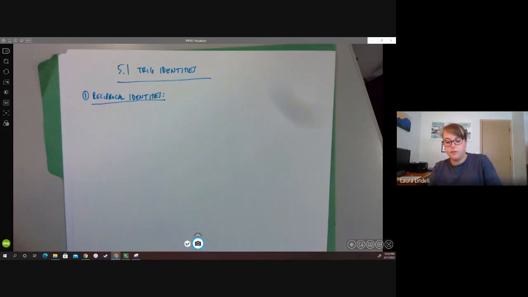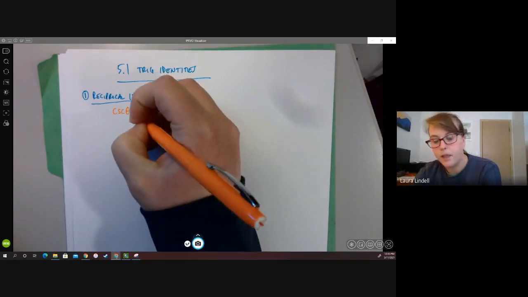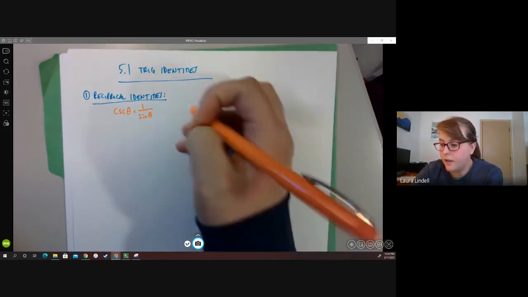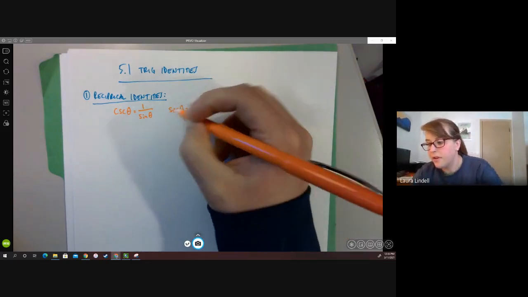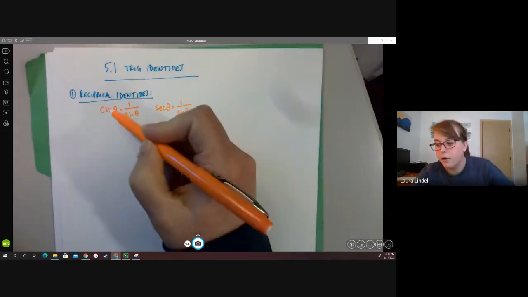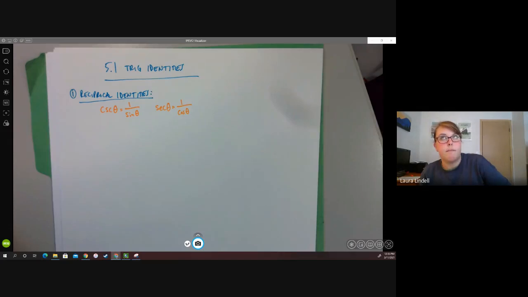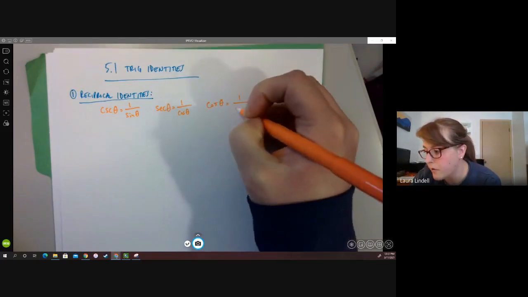Reciprocal identities. The reciprocal identities are all the sine, cosine, tangent, secant, cosecant, and cotangent, the ones that relate those. So, for example, cosecant is equal to 1 over sine. And secant is equal to 1 over cosine. Those tend to be the harder ones to remember just because cosecant sounds like it would go with cosine, but it doesn't. So remembering that still from back at the beginning of chapter 4, we need to bring that forward with us into this. We also have that cotangent is 1 over tangent.